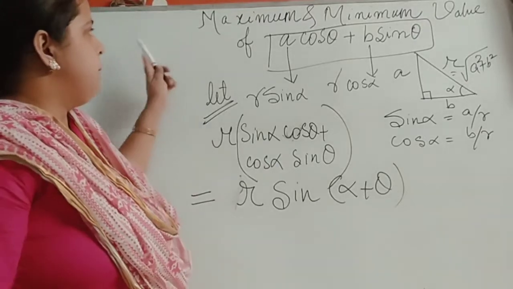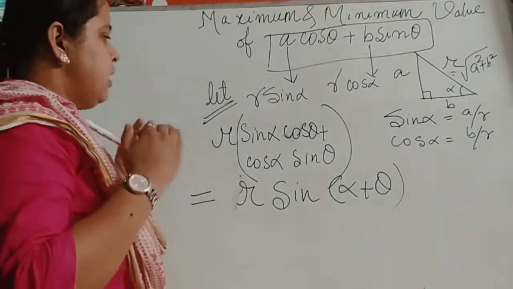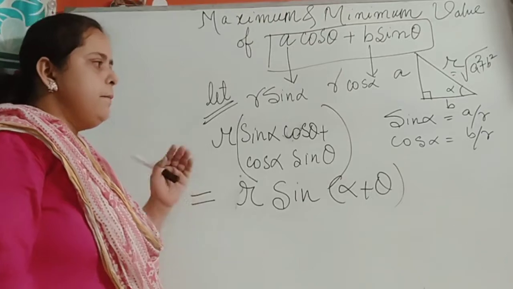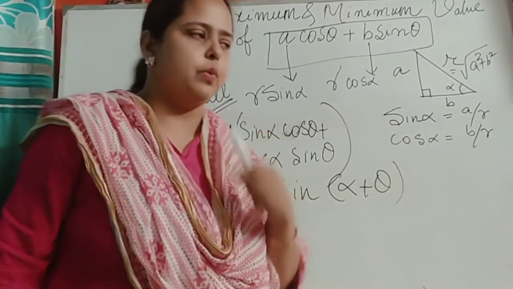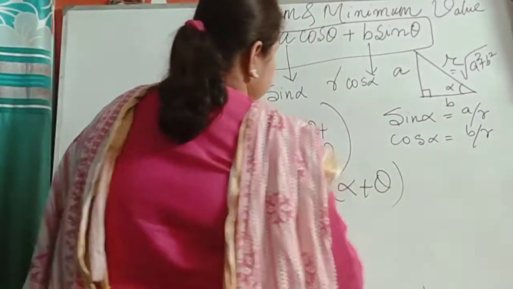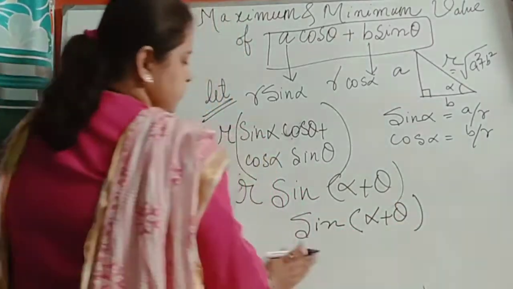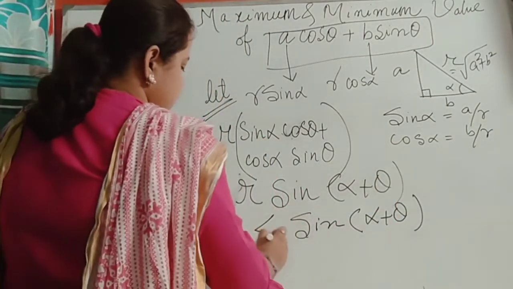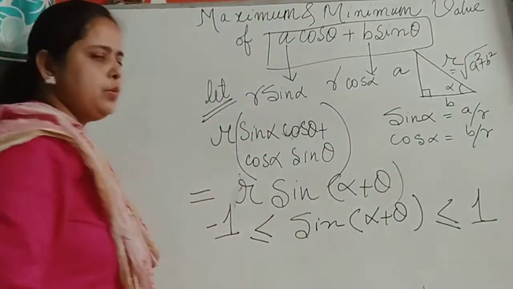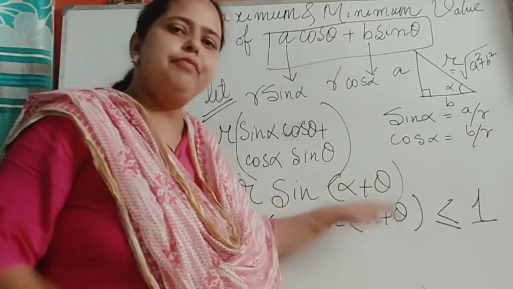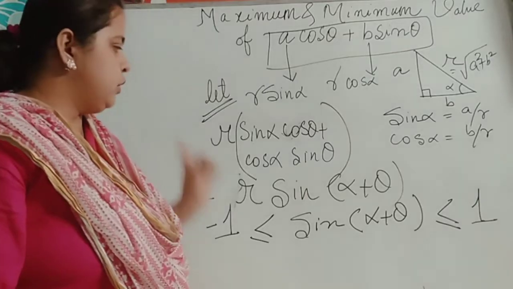Now how to find out the maximum and the minimum value, which was my earlier problem. So let's see that. Let's recall what is the minimum and the maximum value of sine theta. That is from -1 to +1. So I'm going to write the same. This particular sine of alpha plus theta is greater than or equal to -1 and less than or equal to +1. Always, sine of any angle will be within the range -1 to +1.